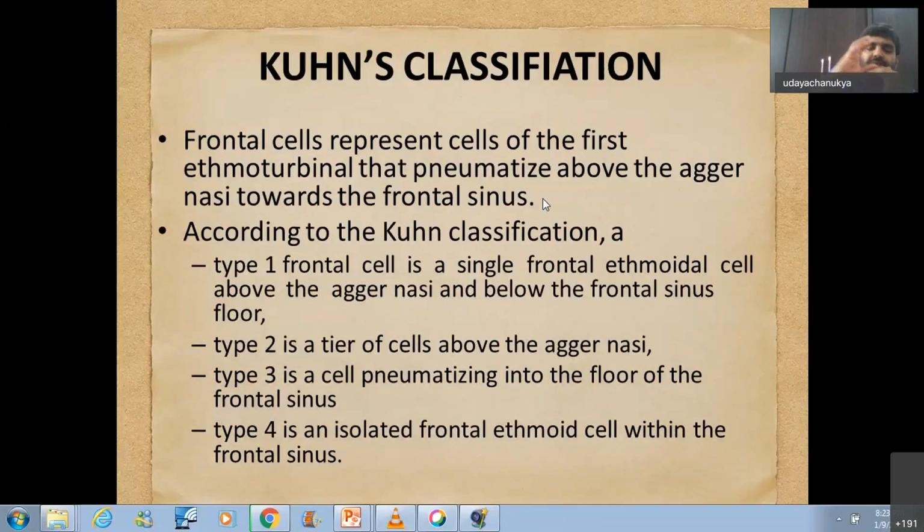According to the Kuhn classification, if there is a single frontal ethmoidal cell above the agger nasi, it is a type 1. If there are two or three tiers of cells above the agger nasi, it is a type 2. If there is a cell which is pneumatizing into the floor of the frontal sinus, then it is a type 3. And if there is a separate cell inside the frontal sinus, it is a type 4 frontal cell.